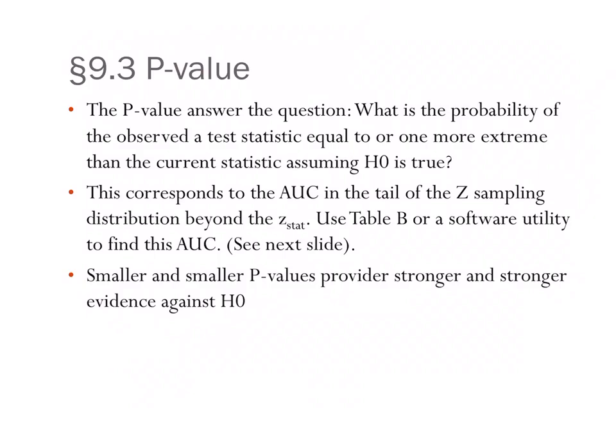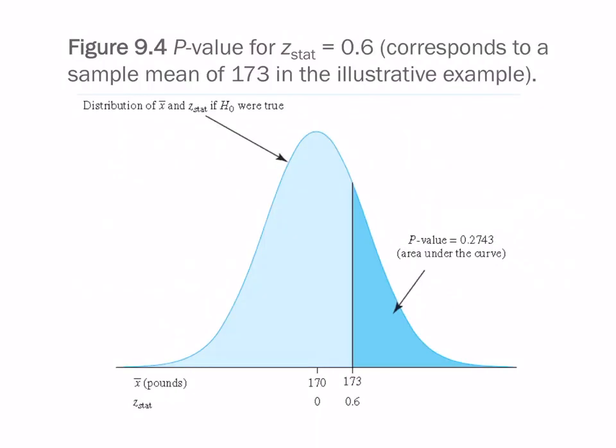Big thing to know with our p-values is the smaller the p-value is, the stronger the evidence it provides against our null hypothesis. So here we go, this is for our p-value. Remember, we calculated our z-stat from the first one, and we got a z-stat of 0.6, and this was from our sample mean of 173.